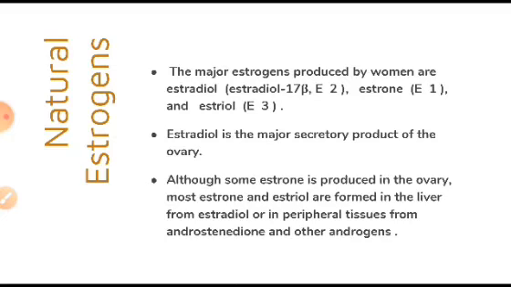So we'll see these natural estrogens. The major estrogens produced by women are estradiol, which you can write as estradiol 17 beta or E2, estrone, which we call E1, and estriol, E3. Estradiol is the major secretory product of the ovary. Although some estrone is produced in the ovary, most estrone and estriol are formed in the liver from estradiol, or in the principal peripheral tissues from androstenedione and other androgens.